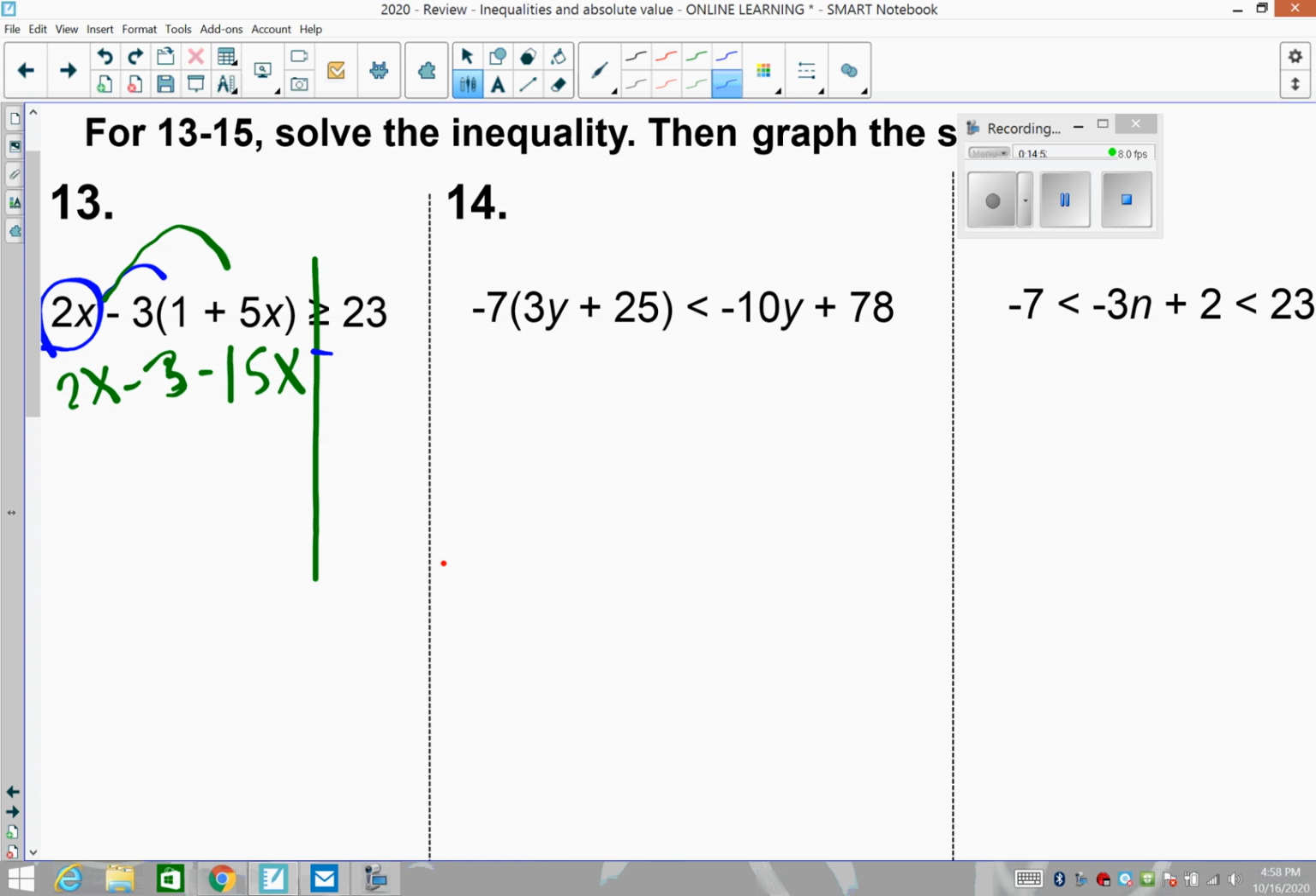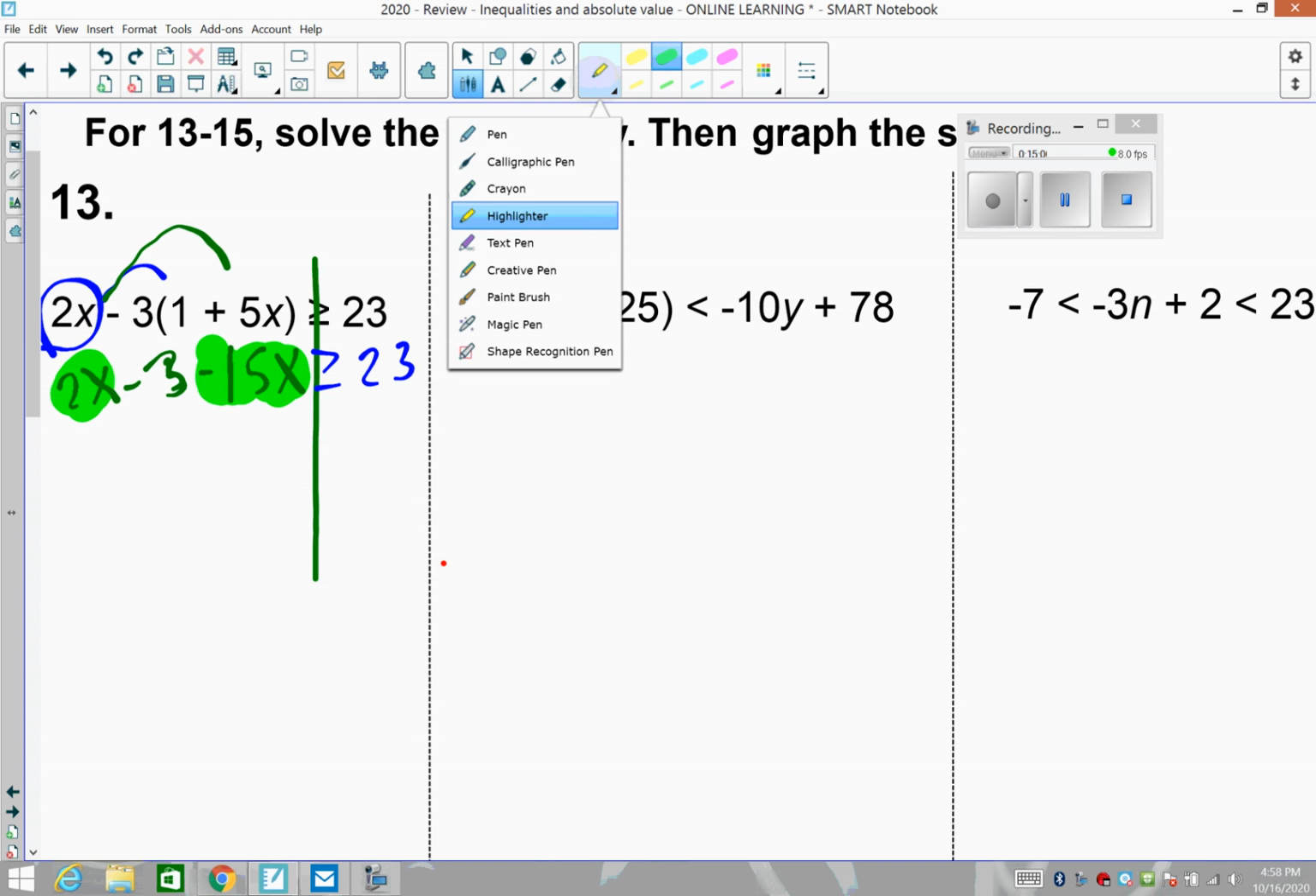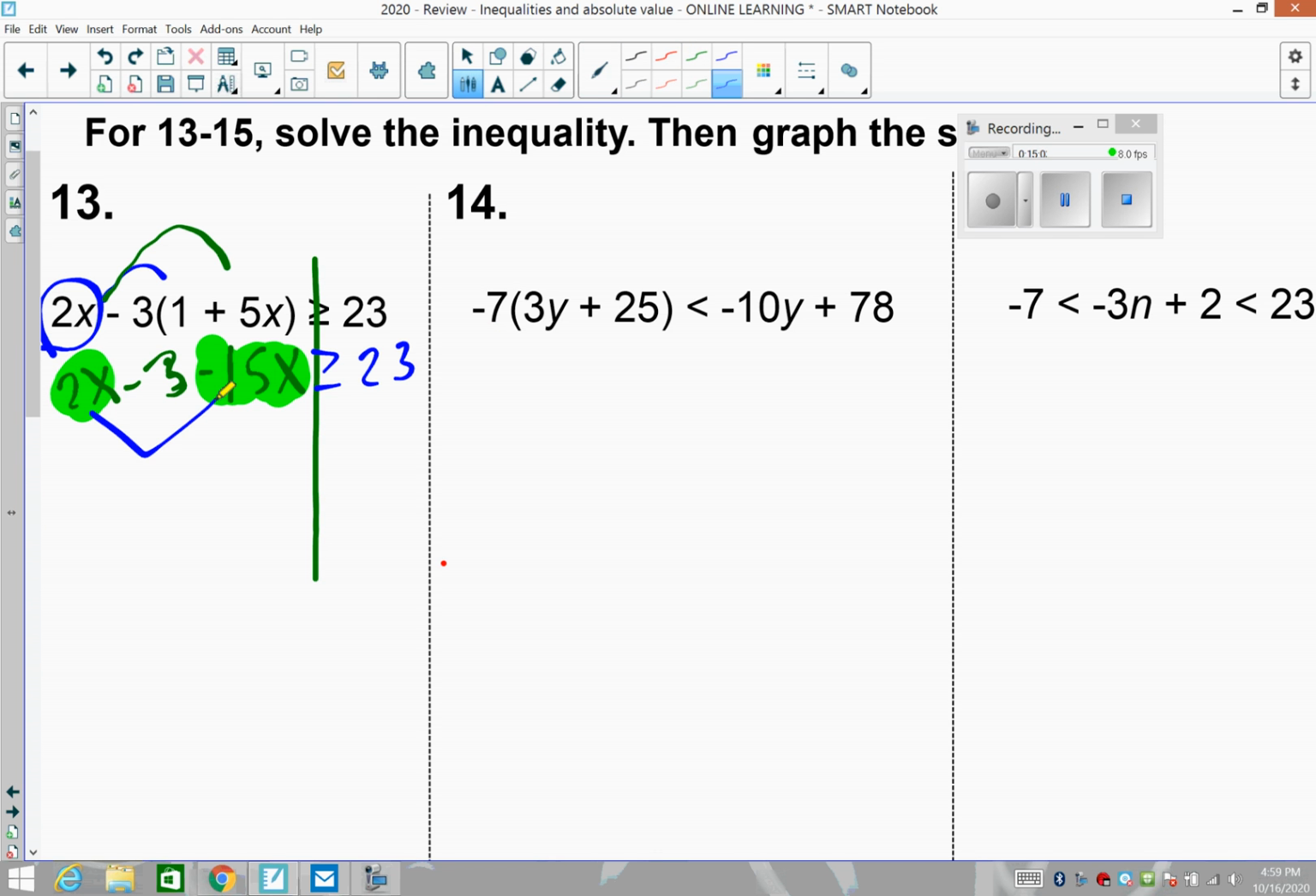If I haven't used it, drag it down. Now, combining like terms. So we're going to go ahead and grab like terms. So we have a 2x minus a 15x results in negative 13x minus 3 is greater than or equal to 23. Go ahead, pause the video at any time if you need to write, or you're not sure of any of those steps.